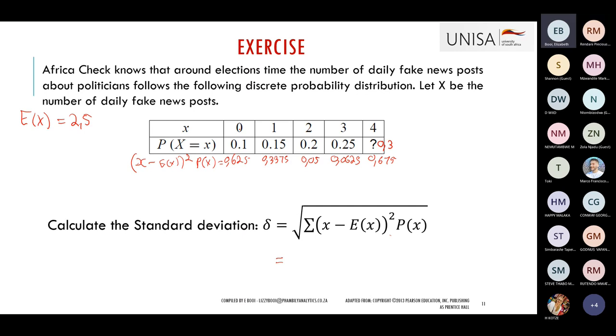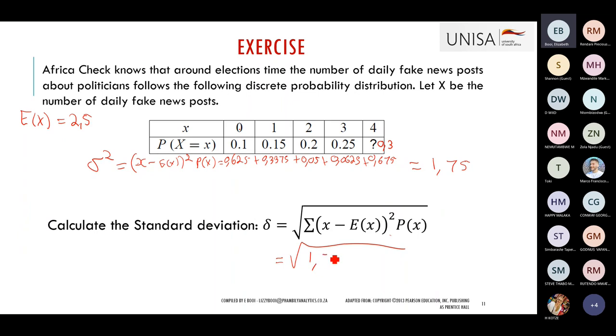Now add all these values together and give me the answer. So you just go back and add all these values together. What do you get when you add all these values together? 1.75, which is our variance.